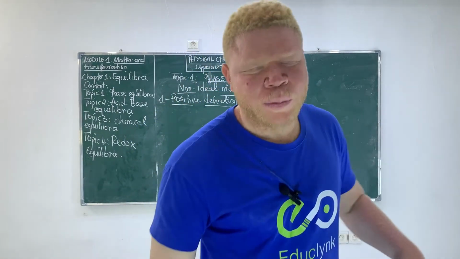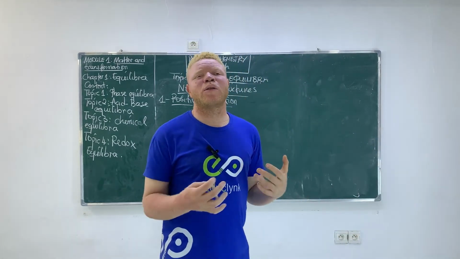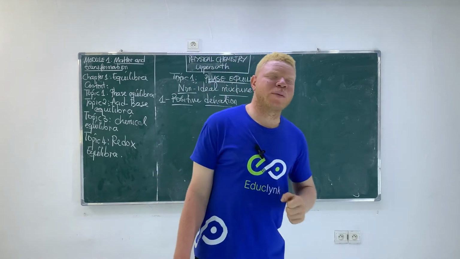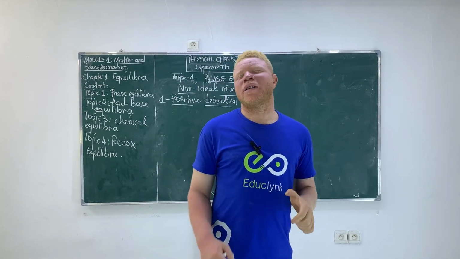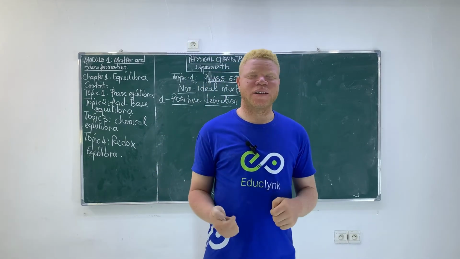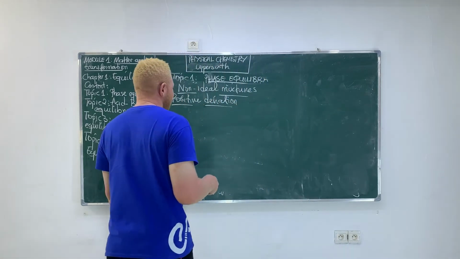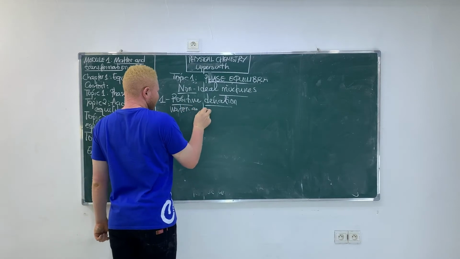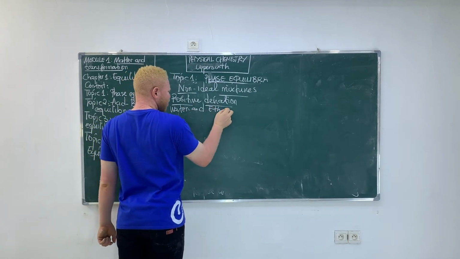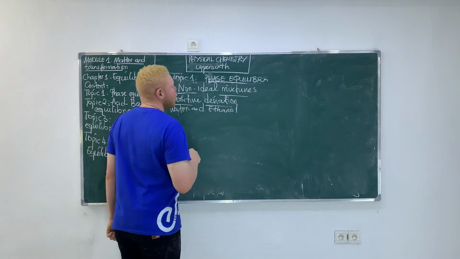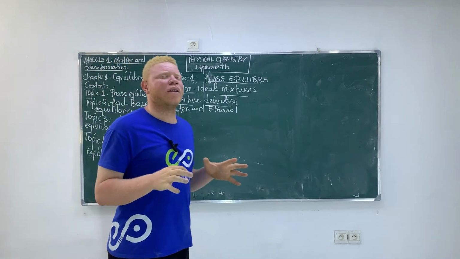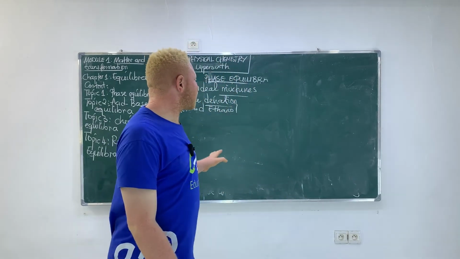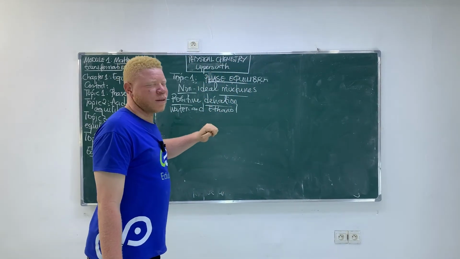So, if a mixture deviates positively from Raoult's law, it simply means that the vapor pressure is higher than that predicted by Raoult's law. We can have an example of water and ethanol. So, in this case, we have a non-ideal mixture. The components are water and ethanol.